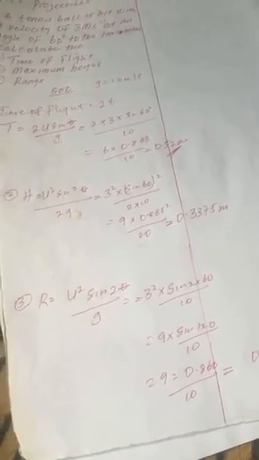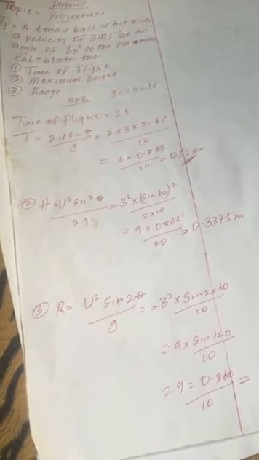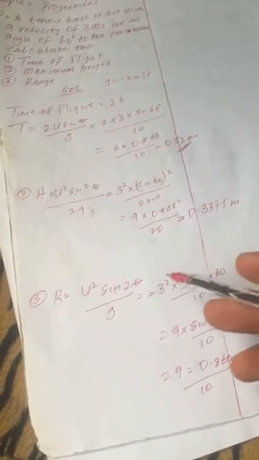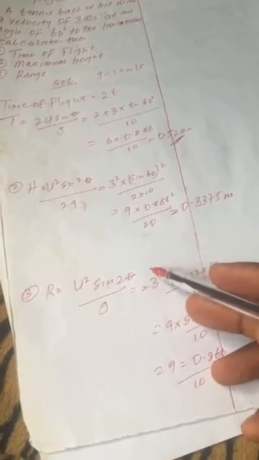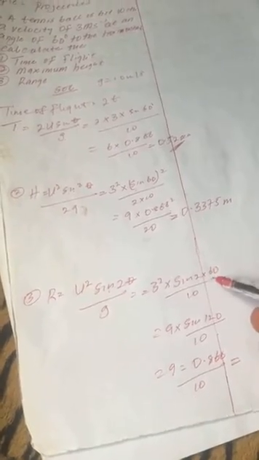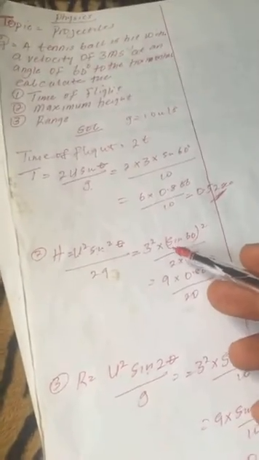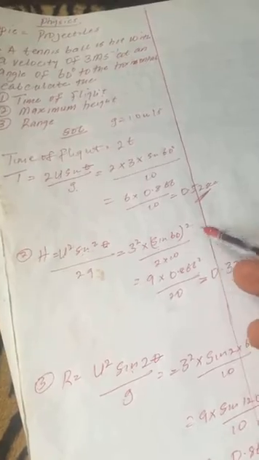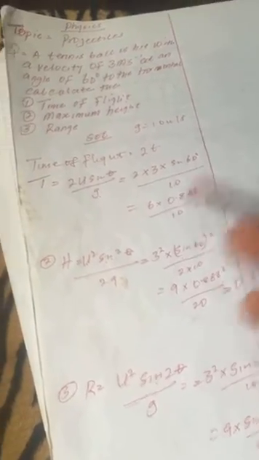Please understand how we solve questions regarding range, maximum height, and time of flight. Please don't forget, for range we always multiply the angle by 2 before looking for the sine, but for the height, we look for the sine first and thereafter we square. This is how we solve these questions.